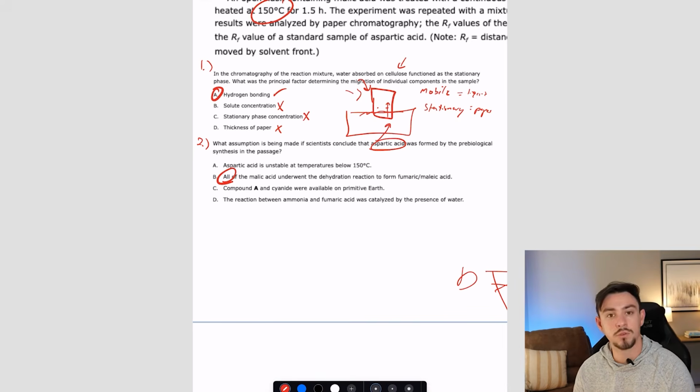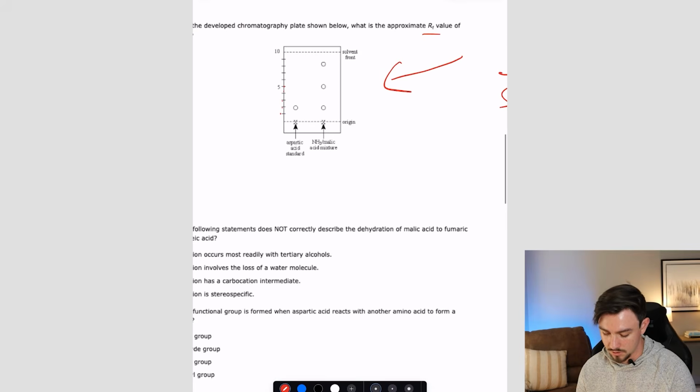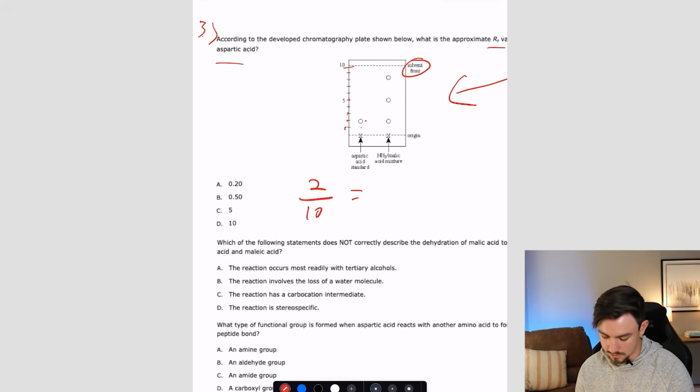Now I'm going to glance at my answer choices to see if there are units here, and there are not. So that means I'm just going to get saucy with the math, and whatever works out, that's what I'm going to pick. So it's asking about the RF value of aspartic acid, so we're going to go compound over solvent front. This is another one of those, like, don't overthink it. So we got 1, 2, 3, 4, 5. Aspartic acid looks like it's moved 1, 2. So we're going to say 2 divided by the solvent front, which right here looks like it's moved 10. So 2 over 10 is equal to 0.20. A is the correct answer. Pretty simple.